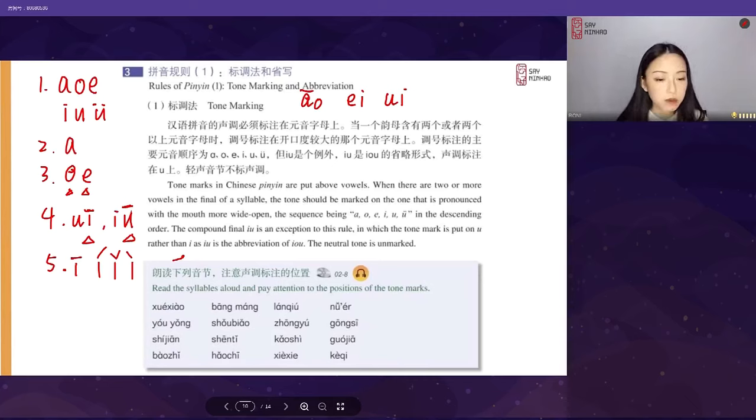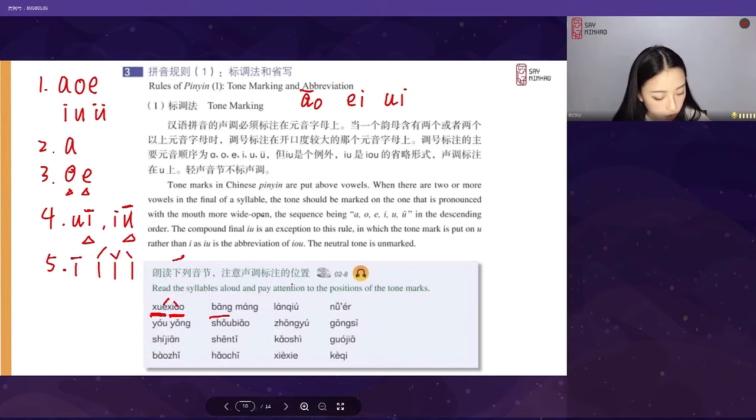Now let's try to practice. Let's see where we marked. So first one, xuéxiào, it means school. For this, let's see xué first. In here, we didn't see a, so now let's find o and e. Because there is an e, so we marked e, right? Next one is xiào. Let's see, is there an a? Yes, there is an a here, so we marked a. Next one, bāng.